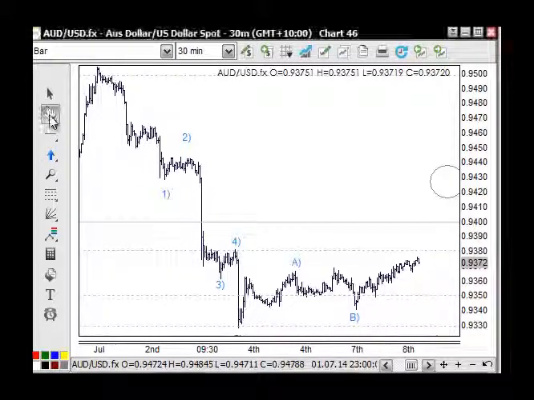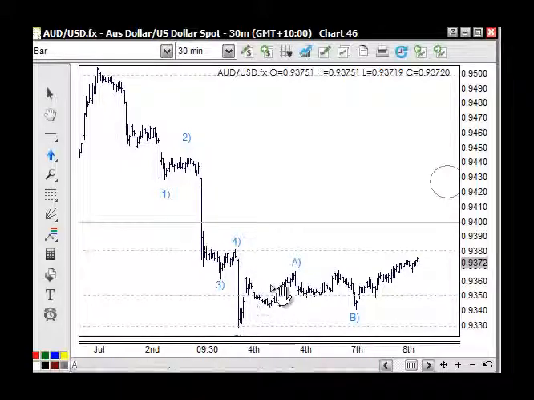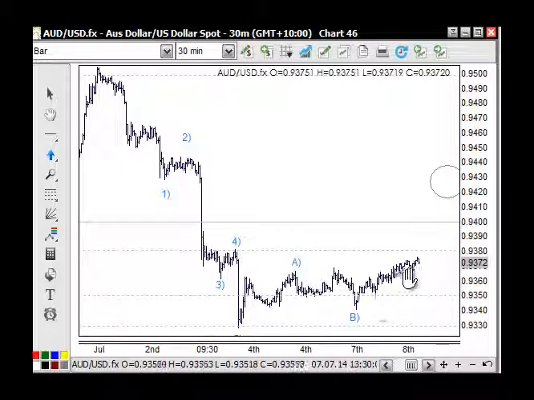We can see here that this is the count we've got down from the high. We've got this 1, 2, 3, 4, 5 for 1, back for 2, down for 3, 4 and 5 here, and we've got the A wave, the B wave, and we're looking at the C wave here that I don't feel is finished yet.